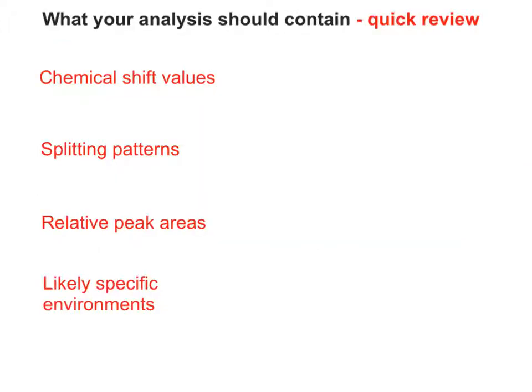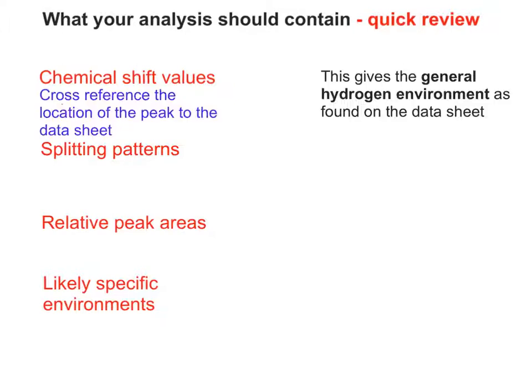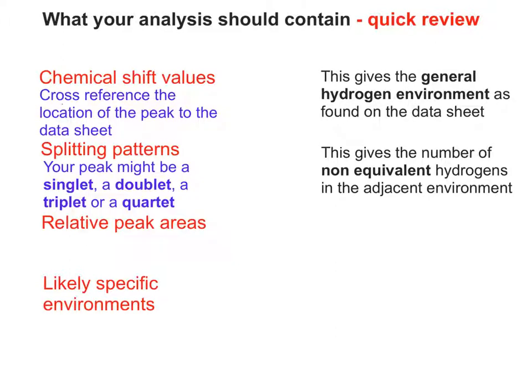So let's do a very quick roundup of the things that your analysis should contain. I've listed them down the left-hand side, so we'll go through what each of them actually tells you. The chemical shift value gives the general hydrogen environment as found on the data sheet. To do this, you cross-reference the location of the peak on your spectrum to the data sheet. The splitting pattern gives the number of non-equivalent hydrogens in the adjacent environment to the one that the peak comes from. And what you do is use the n plus 1 rule.